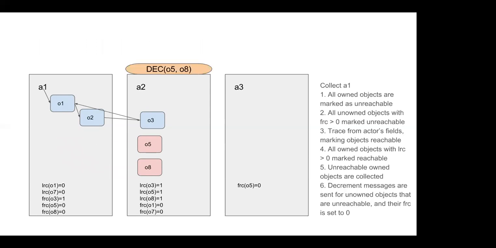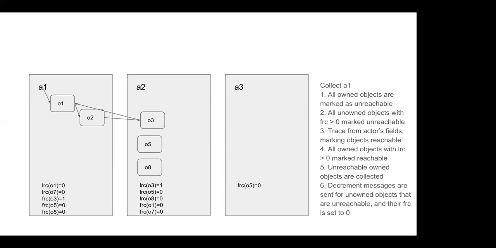And now we no longer have references to 05 and 08. Those are marked as unreachable, so we send a decrement message to A2. A2 processes that, and it changes its foreign reference counts and local reference counts appropriately. So now we're left in this state. As you can see, we've been going through here and getting rid of objects.